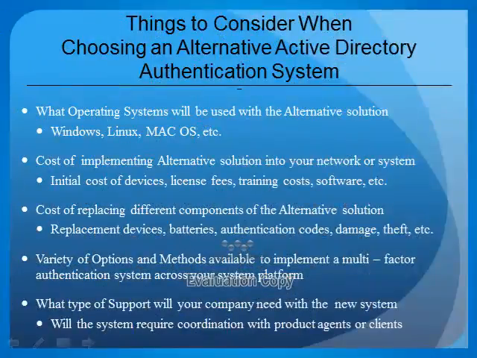Some things to consider when choosing an alternative Active Directory authentication system as an alternate. What operating system will be used with the alternative solution? Windows, Mac, Linux, etc. What is the cost of implementing the new alternative solution into your current network or system? The initial cost of devices, license fees, training costs, software, etc. What is the cost of replacing different components of the alternative solution if something happens? Example, replacement devices, cost of batteries, reissuing of authentication codes, damage, theft, etc.